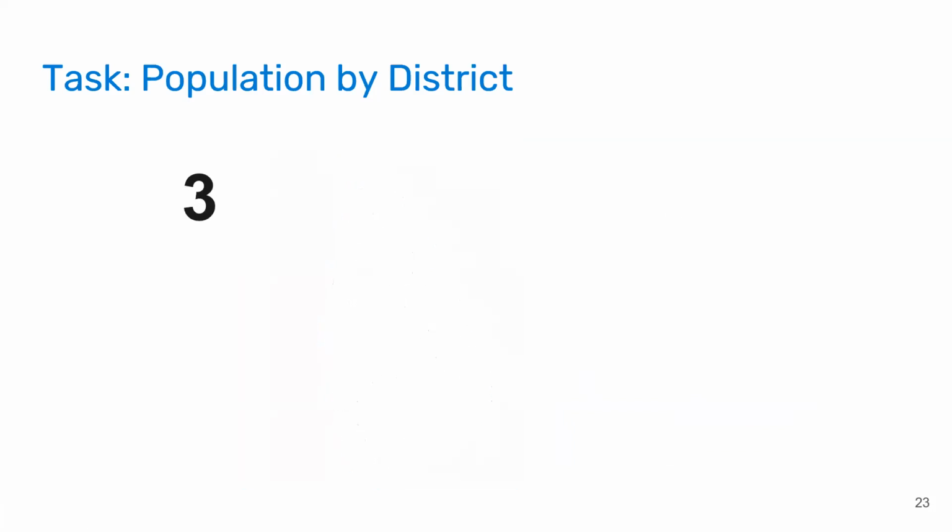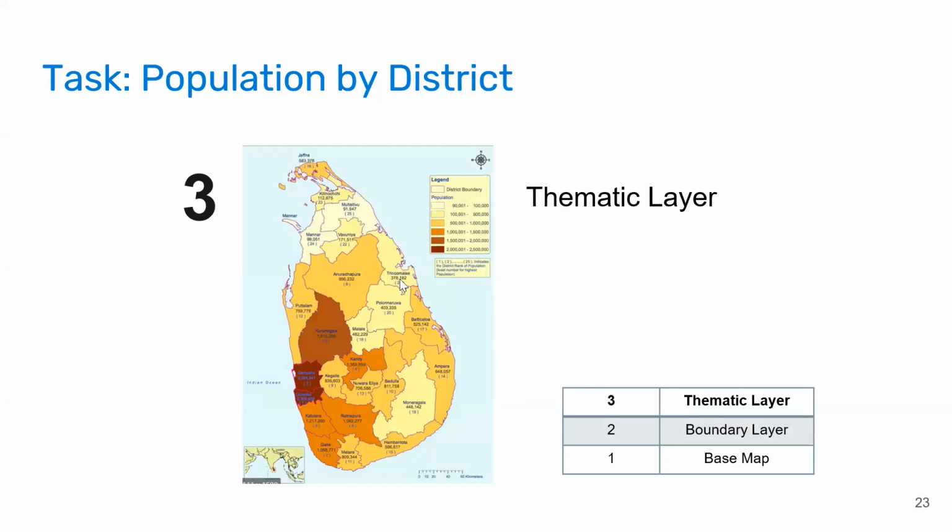The third step, of course, is the final one, which is what? They call it the thematic, where we map population. Exactly, where we are actually coloring the map based on the population data that we have received. Okay, is that clear? So how we started off is with the base map.